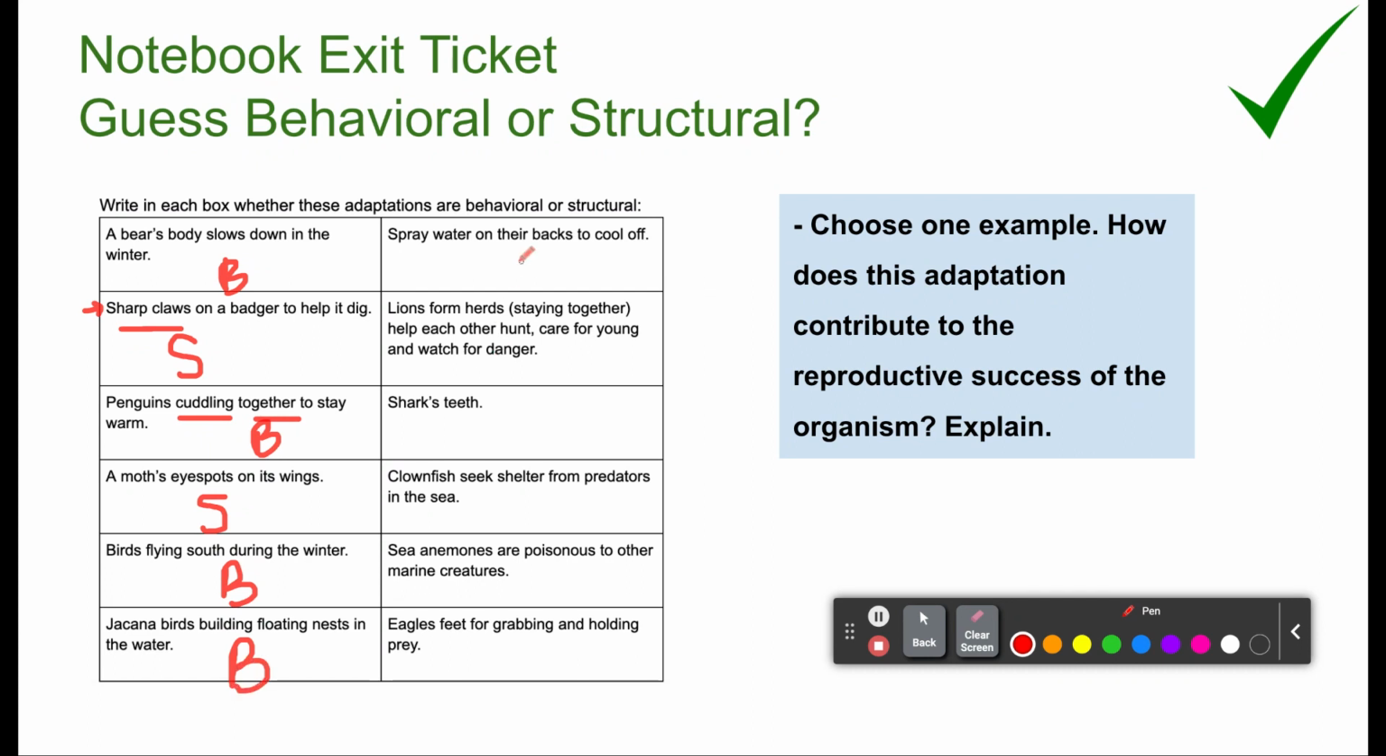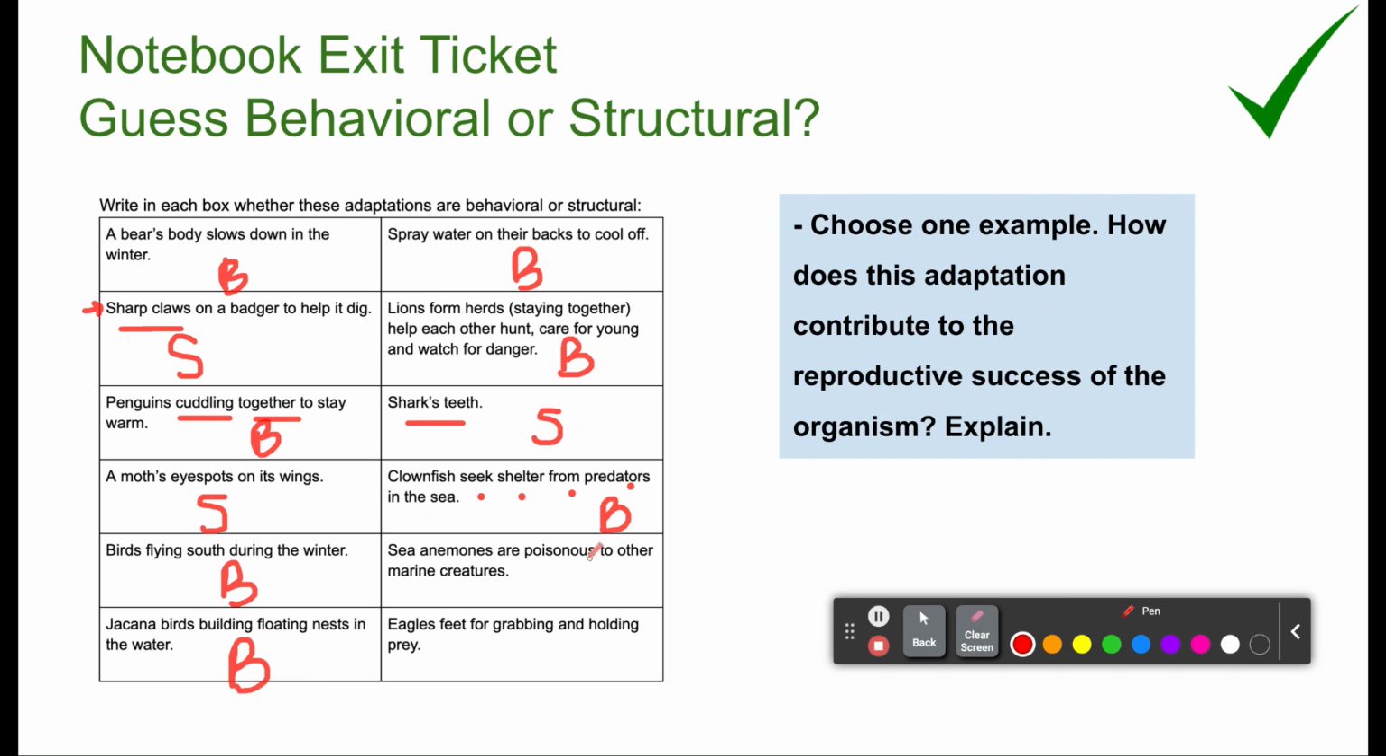Building a nest. Spray water on their backs to cool off. An elephant, for example, behavior. Lions form herds, staying together. Care for their young. Sharks' teeth. That's a physical trait. Structural. Clownfish seeking shelter from predators. That is a behavior that helps the organism survive and successfully reproduce.